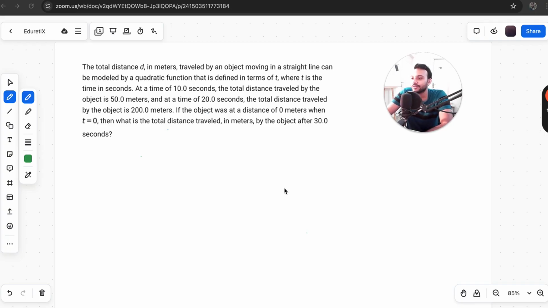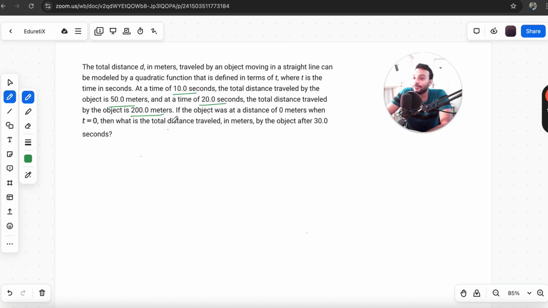Okay, let's look at this question. The total distance d in meters traveled by an object moving in a straight line can be modeled by a quadratic function that is defined in terms of t, where t is the time in seconds. So distance d in meters, that is on the y-axis, and the time t in seconds. At a time of 10 seconds, the total distance traveled by the object is 50 meters. At a time of 20 seconds, total distance traveled by the object is 200 meters. If the object was at a distance of 0 meters when t is equal to 0, then what is the total distance traveled in meters by the object after 30 seconds?